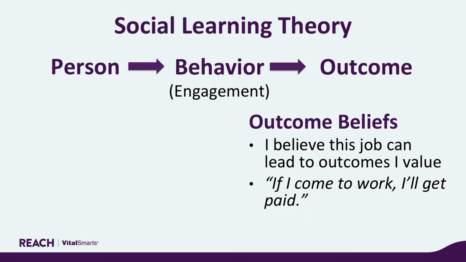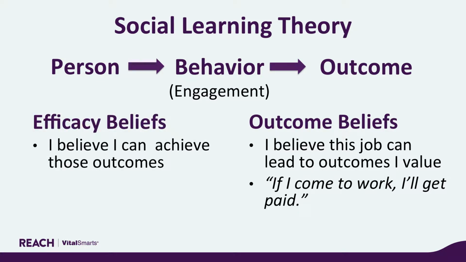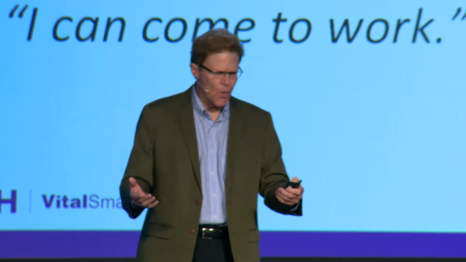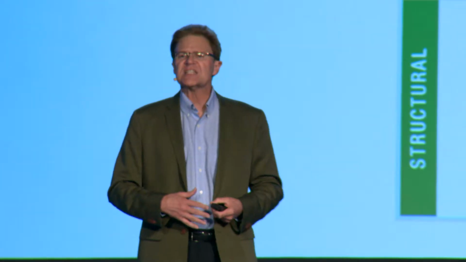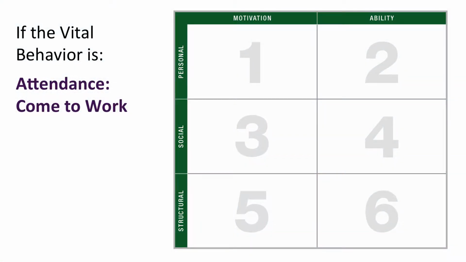Now, at Vital Smarts, we would look at this as, okay, if I come to work, I get paid, and if I achieve these outcomes, and I'm able to do this, I can come to work. Now, that's just looking at motivation and ability. You know that at Vital Smarts, we try to break it into 6 sources, so let's walk through the 6 sources. If it's something as simple as attendance, it's come to work, okay?